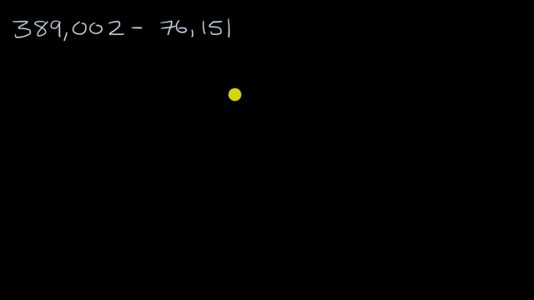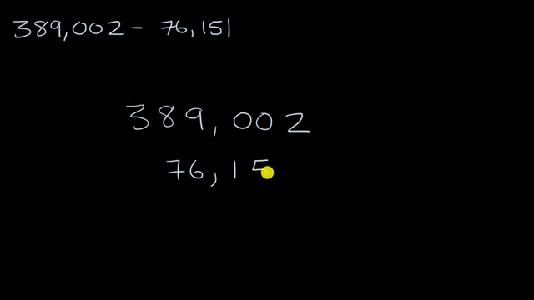And the way I'm going to do it is sometimes called the standard method or the standard algorithm, algorithm being a fancy word for a method. And so what I'm going to do is first write the 389,002, and I'm subtracting 76,151. And so you notice the first thing that I did is I aligned the digits to the appropriate place value. I put the ones below the ones, the tens below the tens, the hundreds below the hundreds, the thousands below the thousands, the 10,000s below the 10,000s, so on and so forth.